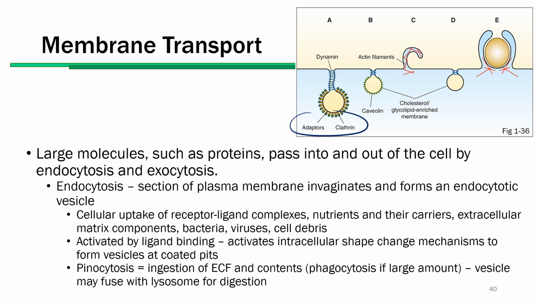Pinocytosis is ingestion of the extracellular fluid and the contents. It's called phagocytosis if it's a large amount. So once that stuff's pulled in, then it might also bind with a vesicle and fuse with a lysosome if that's something that needs to be digested, not just to get rid of it, but if it needs to be broken down into components that the cell can use. And all that is regulated by what is bound and what is triggered and all the cellular signaling mechanisms.